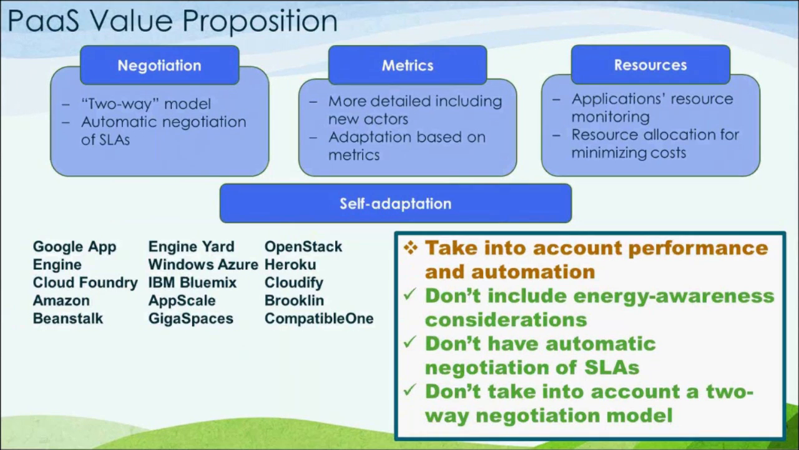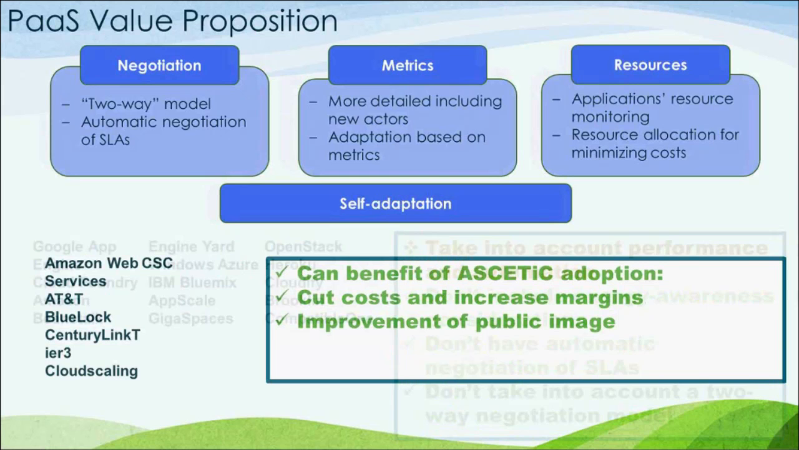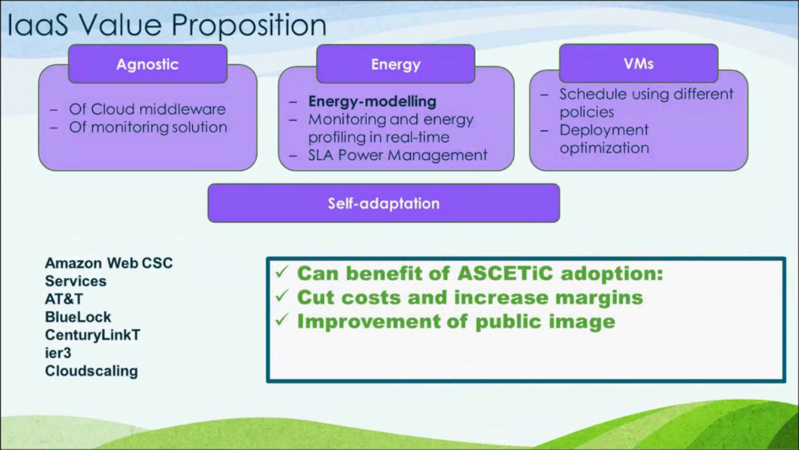These decisions can be actions in order to change the provider or to adapt the provider, taking into account pricing and energy predictions. There exist a lot of solutions in the market that take care of the performance and the automation that we are offering, but currently they do not include considerations of energy awareness, they do not optimize on energy-based aspects, and they do not consider automatic and two-way negotiation of SLAs as we are doing in ASCETiC.